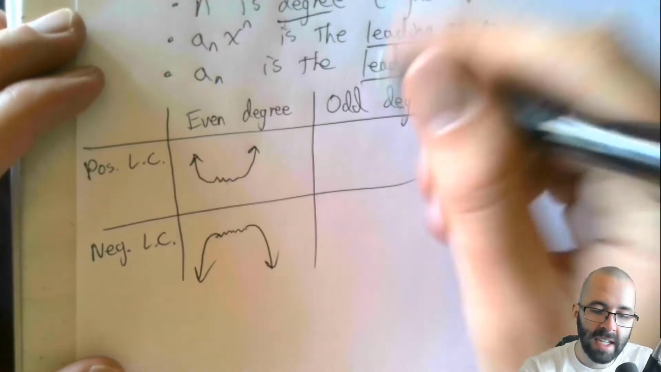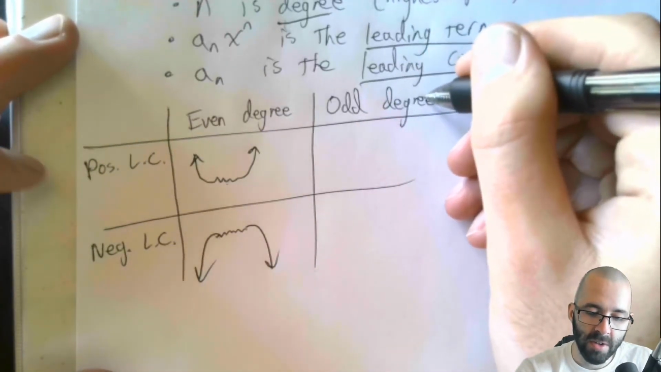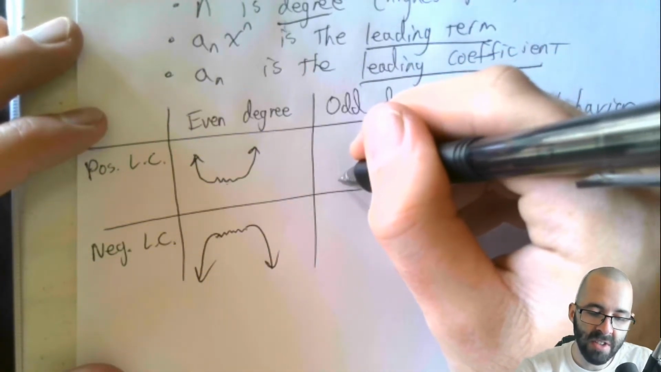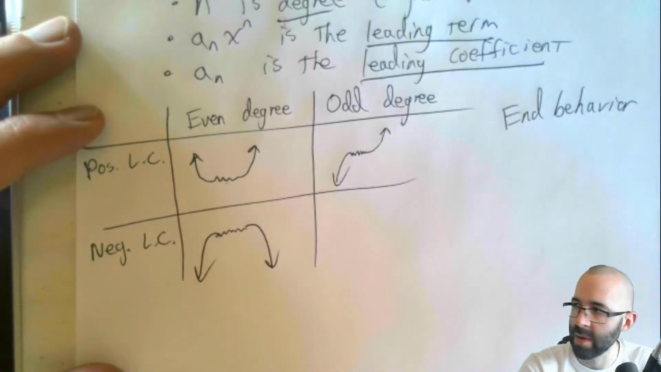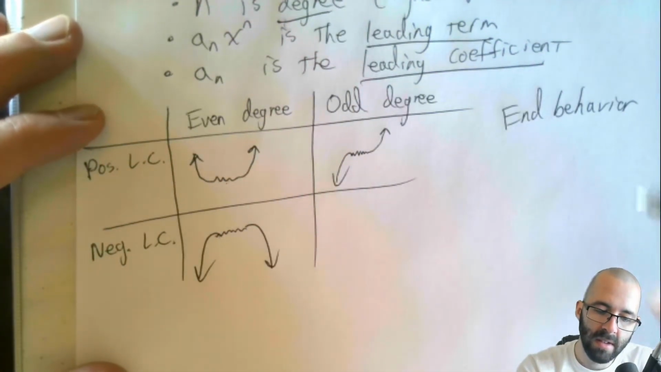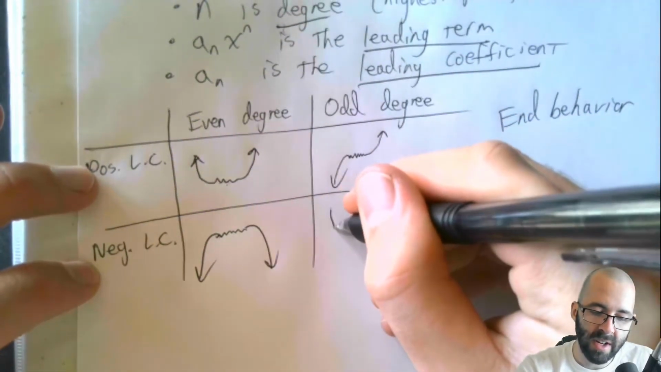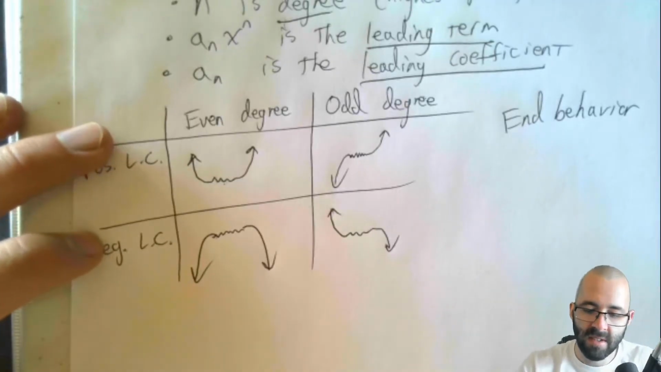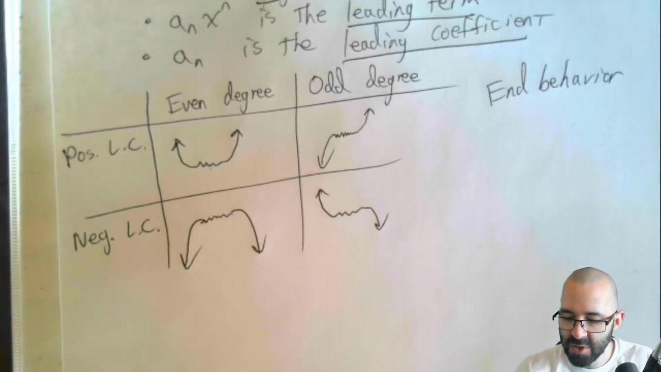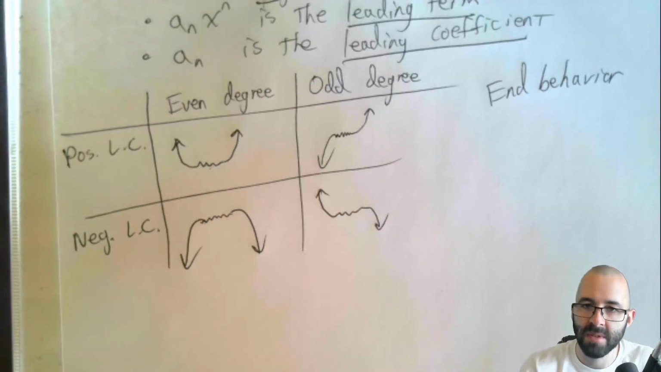Okay? If it's an odd degree and a positive leading coefficient, then it kind of looks like a cubic function. And again, who knows what's going to happen in the middle? Let's write some squiggles. If it's negative, the directions switch. So let's visualize this with some problems.